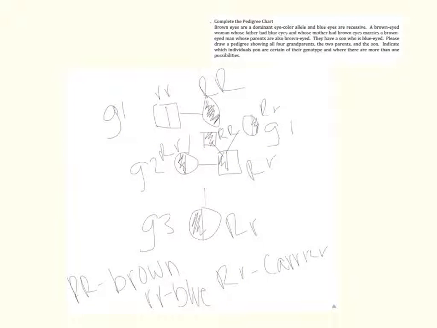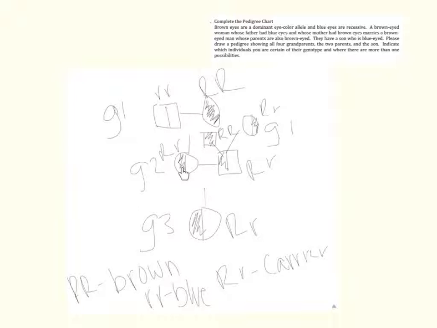This here is an example of a pedigree chart with this prompt right here. So basically what all this is showing is that here are the parents of this daughter. It shows this father had blue eyes, which is a recessive trait, and that's why it has nothing colored in. It's not a carrier or anything. It's blue-eyed. And then her mom was brown-eyed.